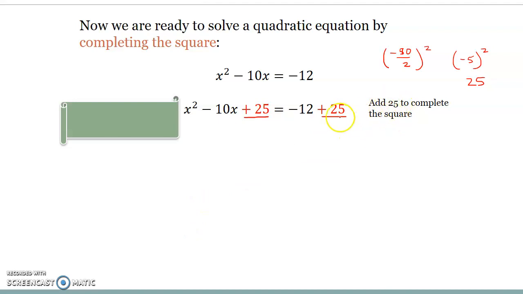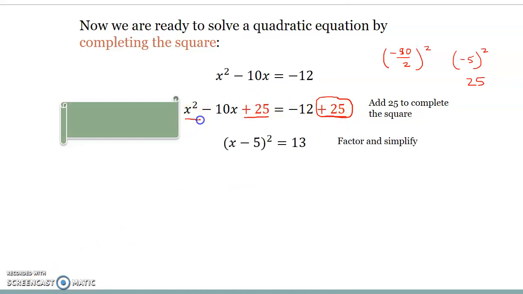All right, make sure that you add it to both sides of your equation. Again, this is the part that is almost always forgotten, or the most common mistake is to forget that you have to add it over here or it doesn't work.